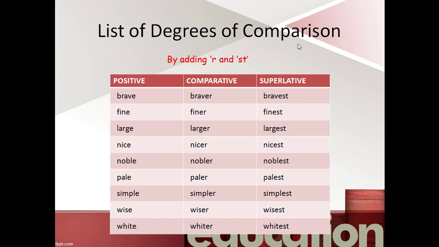In this picture, you can see the degrees of comparison formed by adding r and st to words ending in a silent e. For example, brave, braver, bravest, fine, finer, finest, large, larger, largest, nice, nicer, nicest, simple, simpler, simplest, wise, wiser, wisest, and so on.